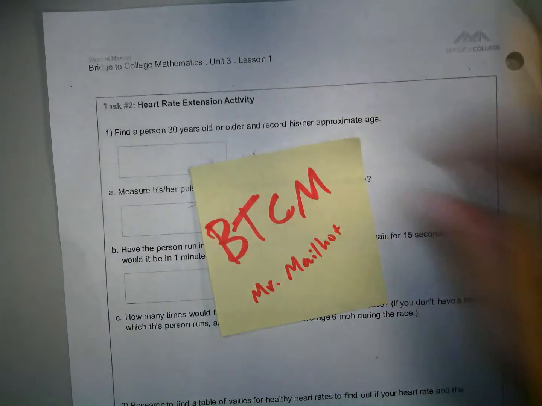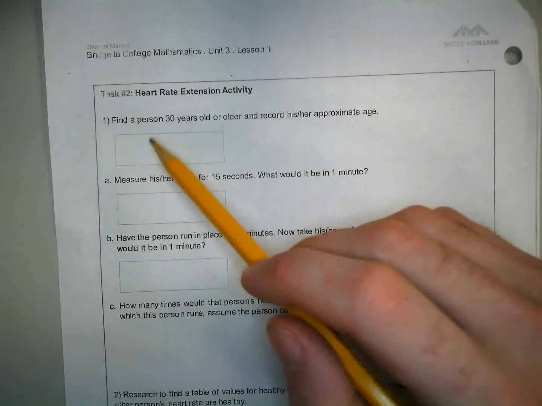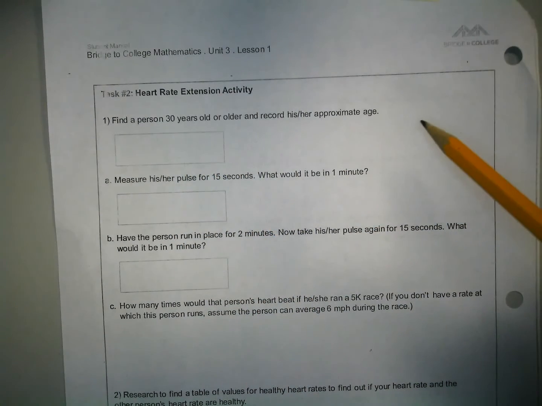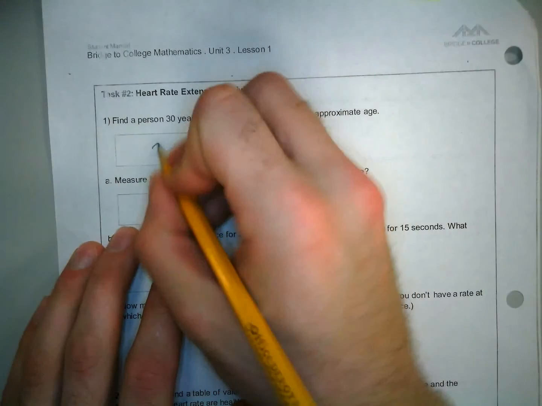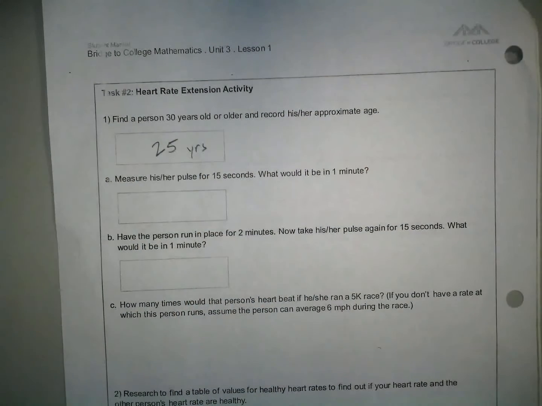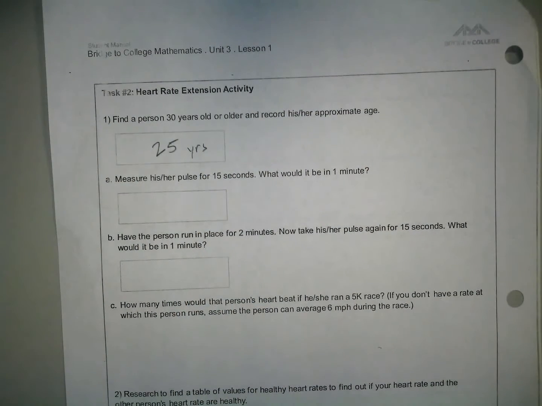All right. So Task 2, I gave this to you guys as homework if you're in my class. Otherwise, let's go through it. Task 2, Unit 3. Find a person 30 years old or older, record their approximate age. Well, the closest I could get, I used my wife. She is 25 years old. Close enough. Measure his or her pulse for 15 seconds.